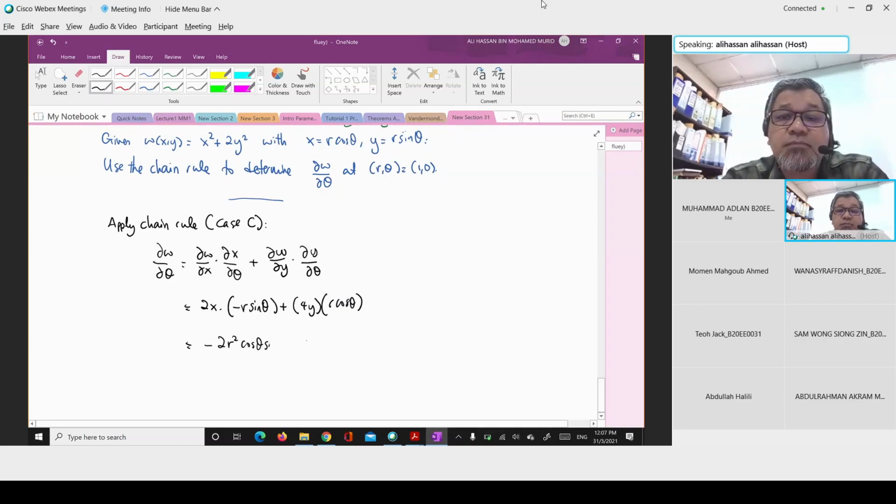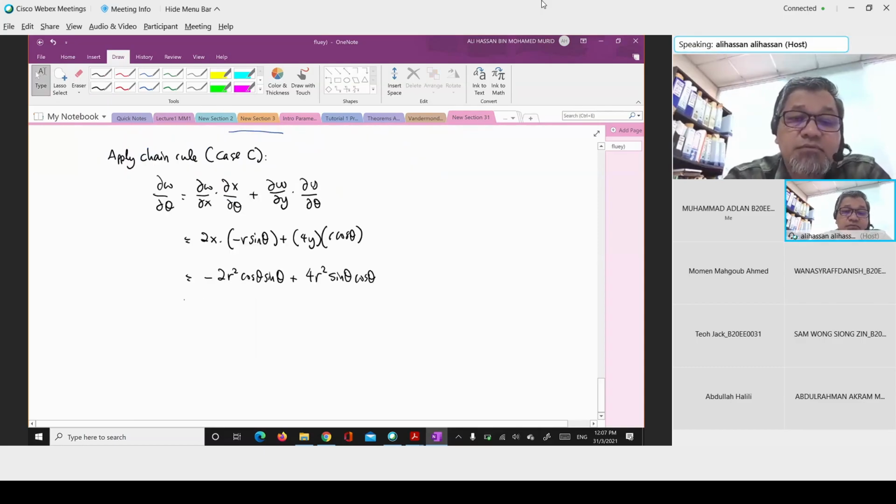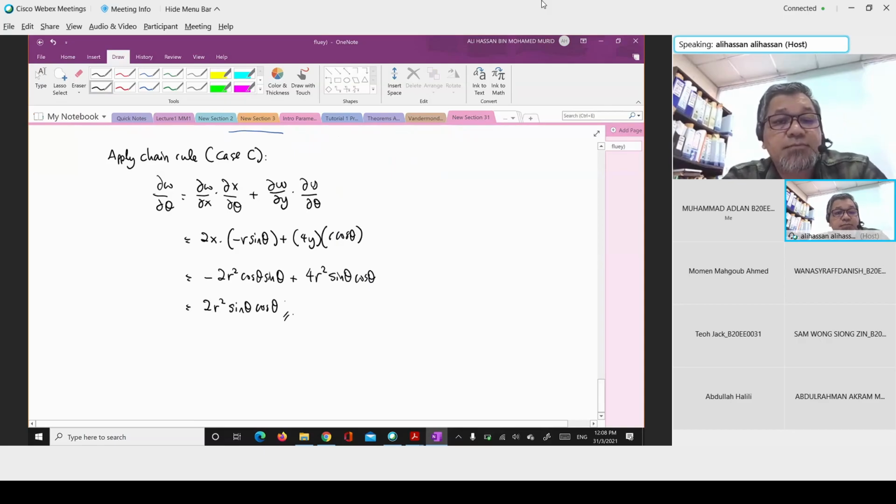And then replace y by r sin theta. So we get 4r squared sin theta cos theta. So the sum can be simplified to 2r squared sin theta cos theta. Okay, so that answers the first part.